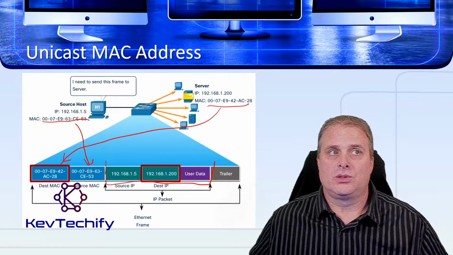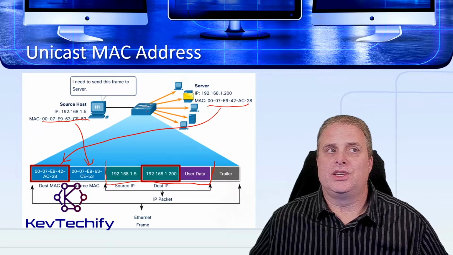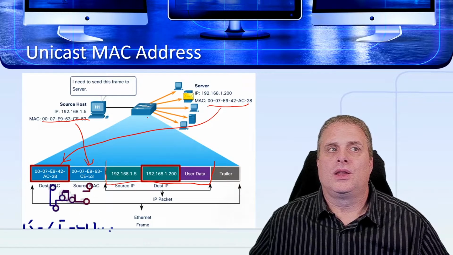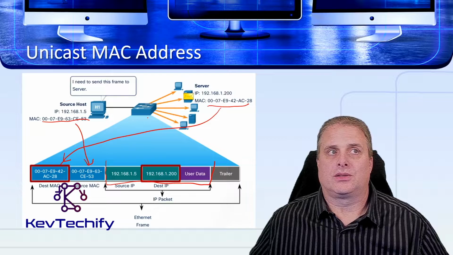What it does is it goes through an Address Resolution Protocol, the process that a source host uses to determine the destination MAC address associated with an IP version 4 address.